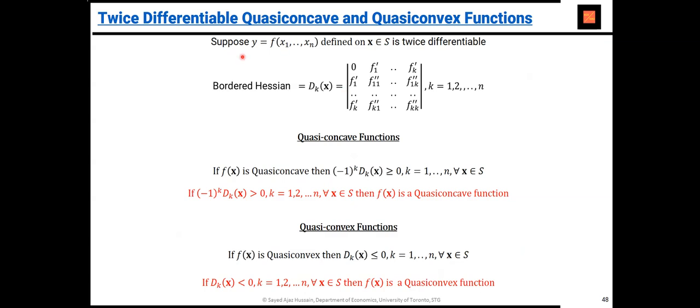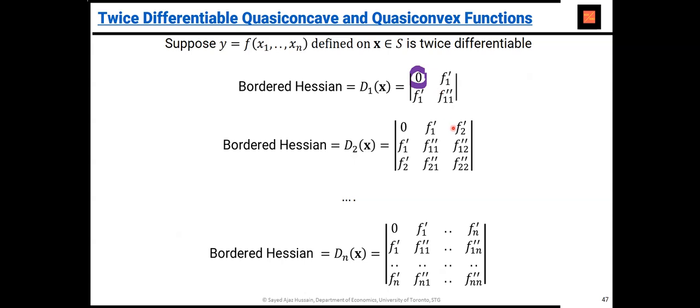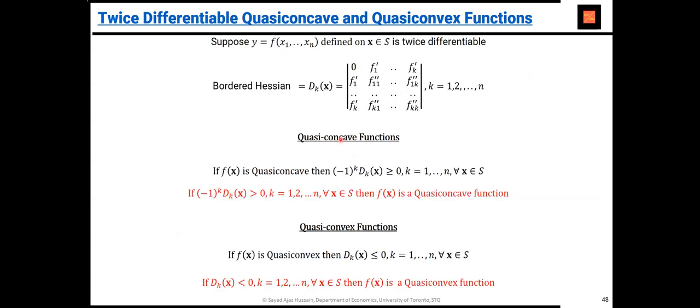So here's how you do it. Suppose there's a multivariate function defined on x. Consider the bordered Hessian matrices, where D_k is the determinant of this bordered Hessian, where k goes from 1 through n. When k is equal to 1, you get what you saw in the previous slide. When k is equal to 2, you get what you saw in the previous slide, and so on. They get bigger and bigger. Here's the way you check for quasi-concave functions. Focus on the red lines. If the odd numbered bordered Hessian determinants are negative and the even numbered bordered Hessians are positive, then we have a quasi-concave function.